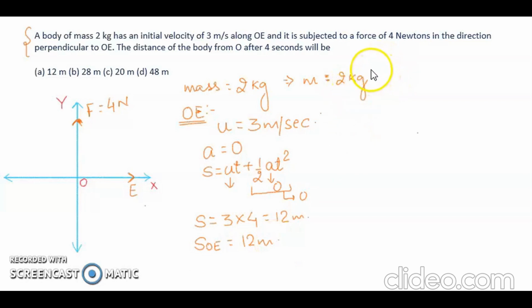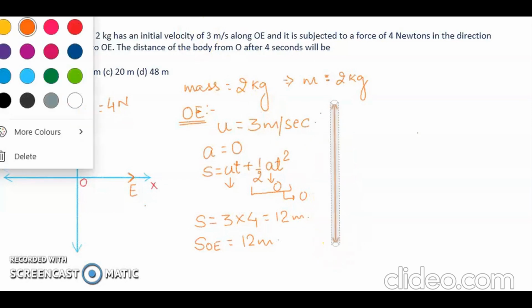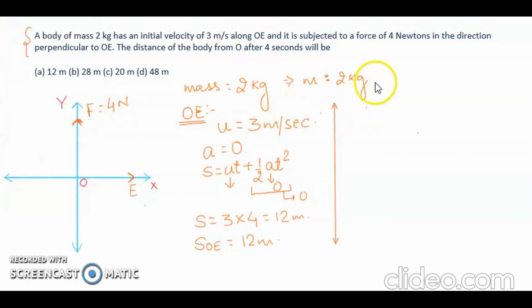Now the second part. Now we want to solve for the direction of OF. So in the direction of OF, let's start with the solution. In this OF direction, we have a force of 4 newton. Then what can be the acceleration? Acceleration is equal to force by mass, that is equal to 4 newton divided by mass, which is given as 2 kg. So acceleration is 2 meter per second square.